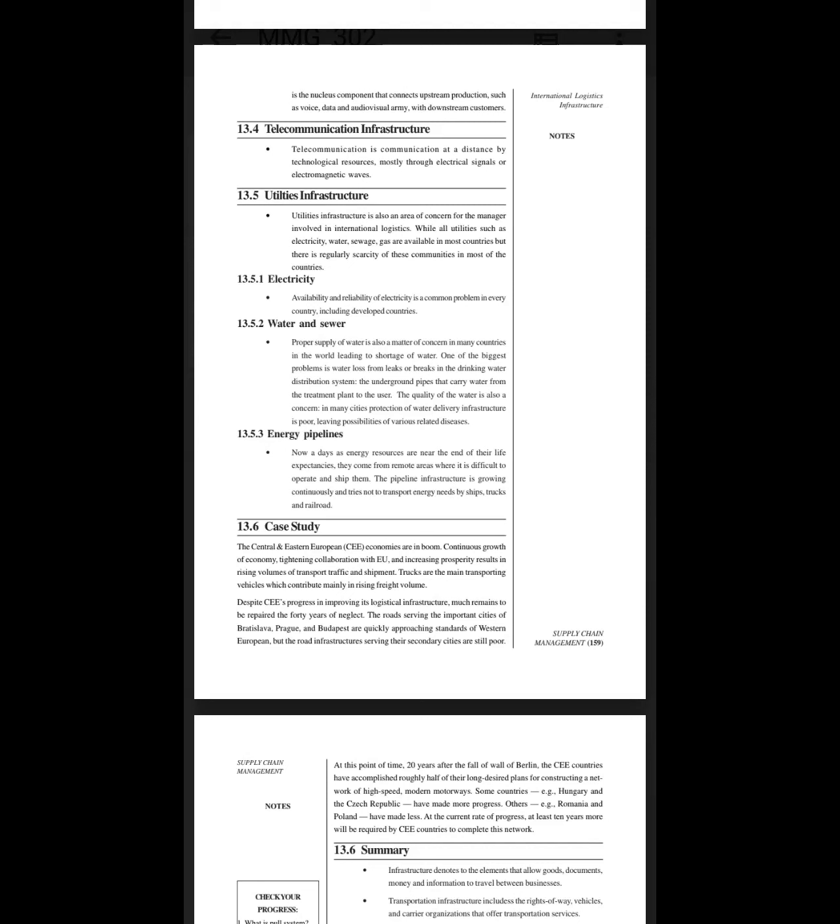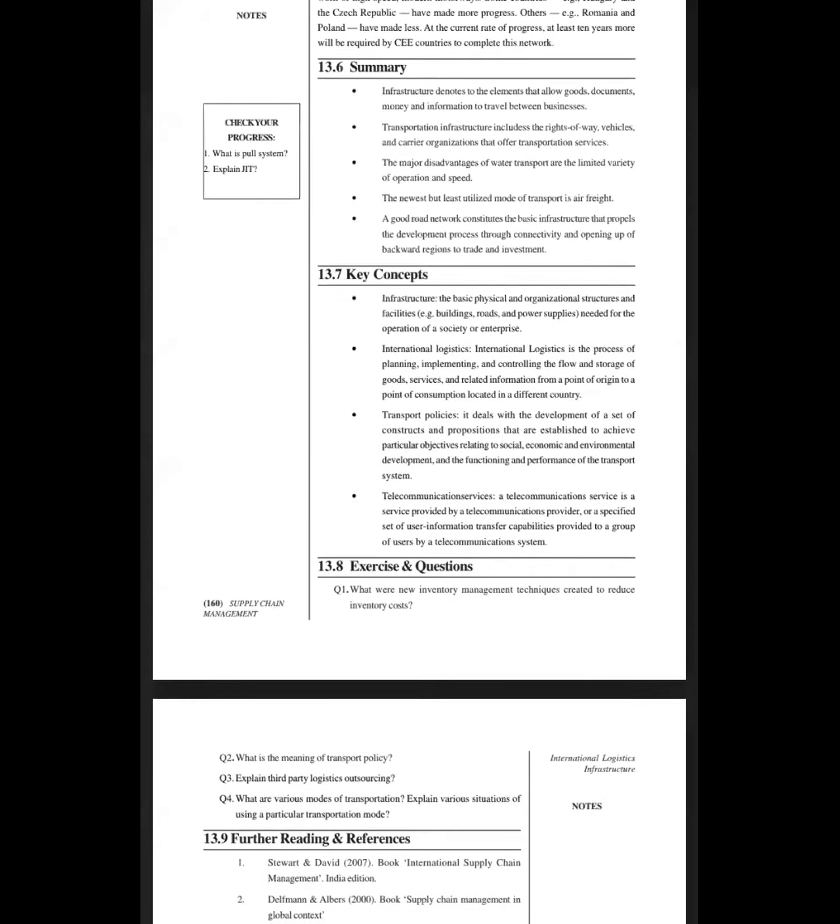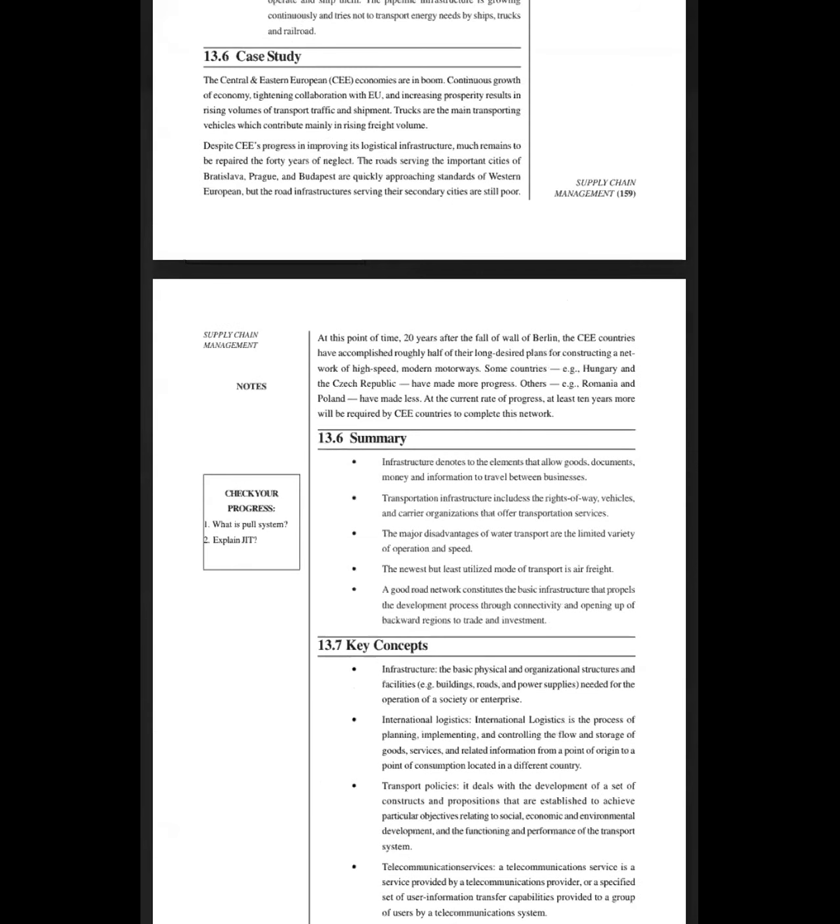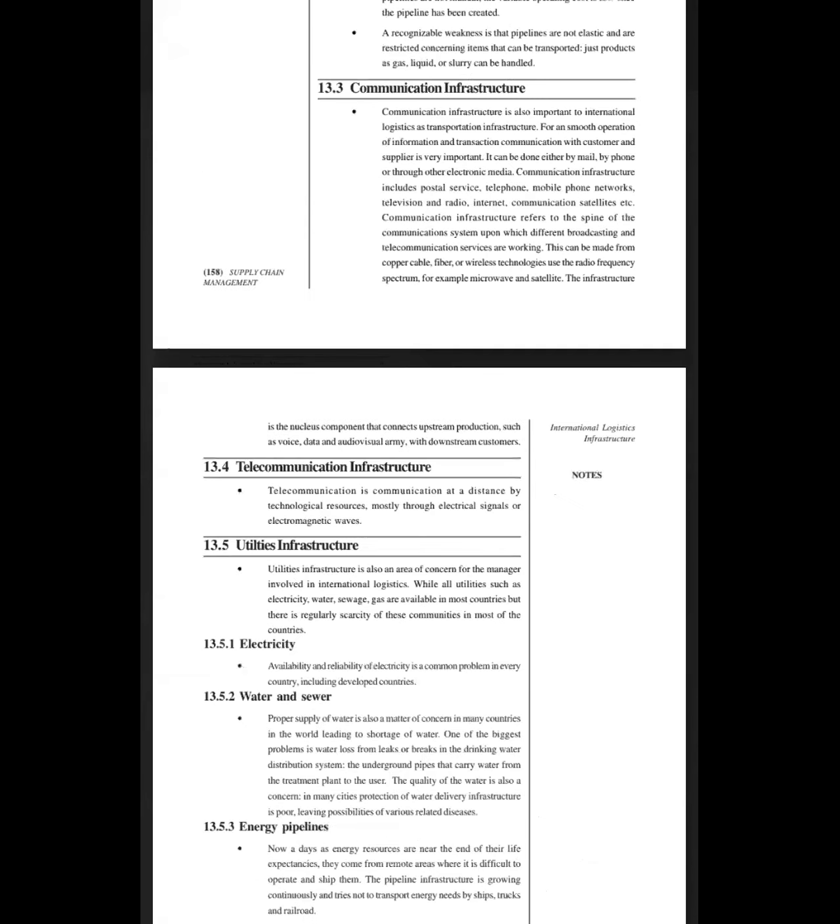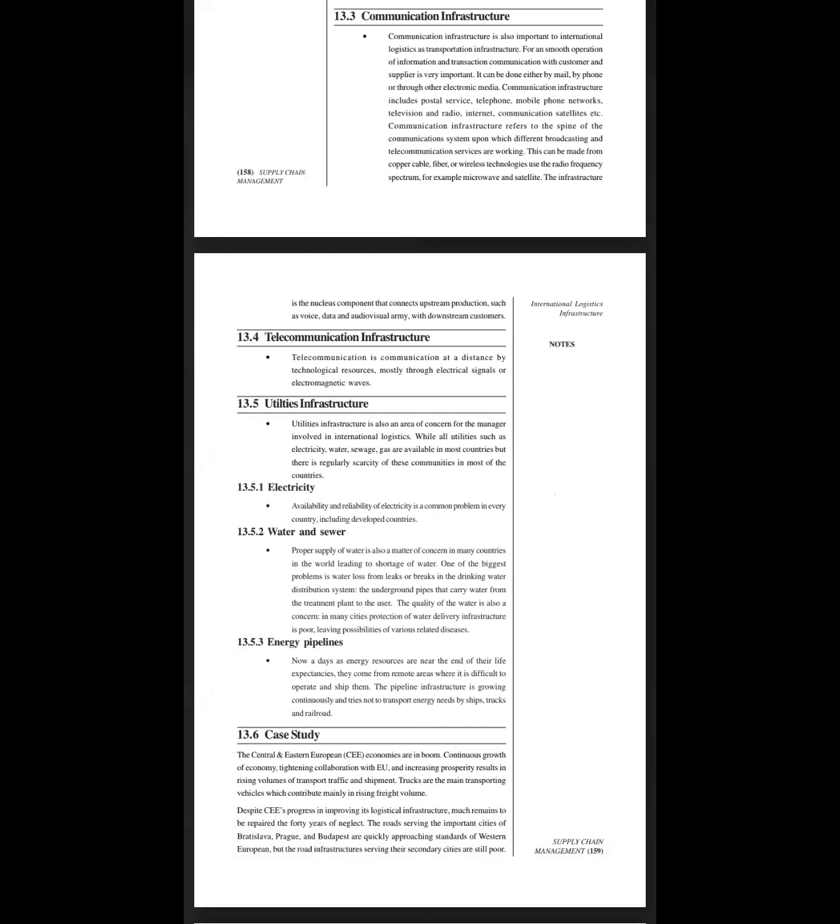Now see, all utilities such as electricity, water, sewage, and gas are available in most countries, but there is regularly a scarcity of these utilities in many countries. Then electricity, water and sewer, energy and pipeline. These are the examples they have given. Availability and reliability of electricity is a common problem in every country, including developed countries. Definitely, electricity is the major problem.